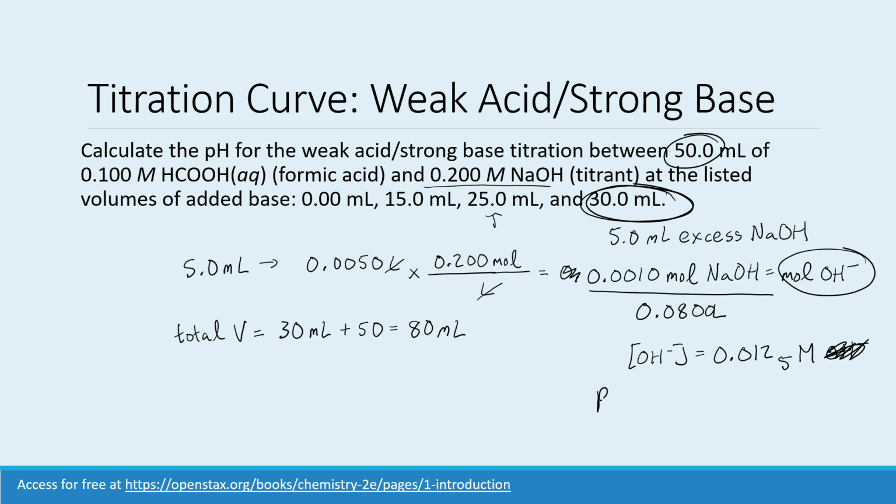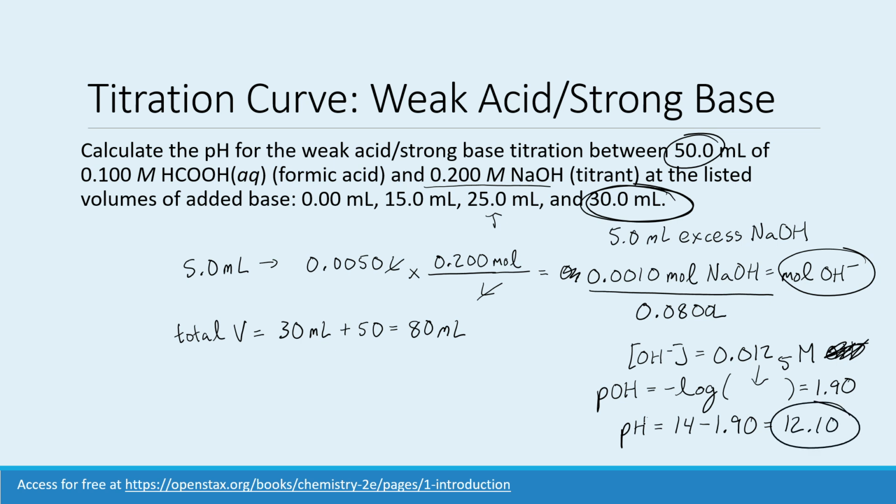And the last step is to plug that in for the equation of pOH. And so pOH will be equal to the negative log of that concentration. We get that that is 1.90. And the last step will be to change it to pH. 14 minus the 1.90 gives us 12.10.